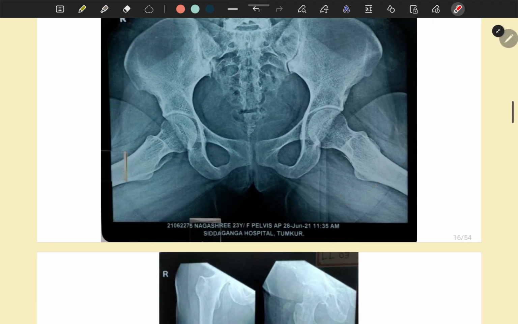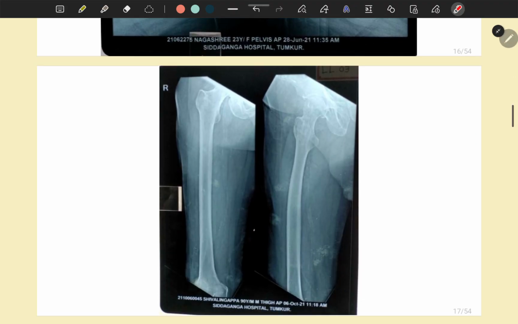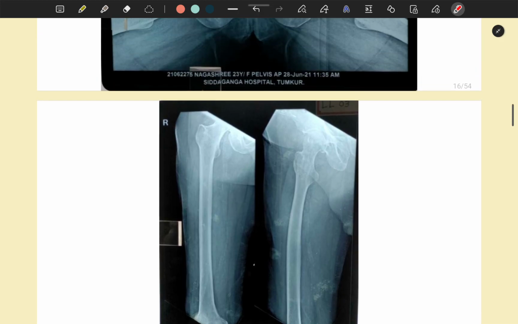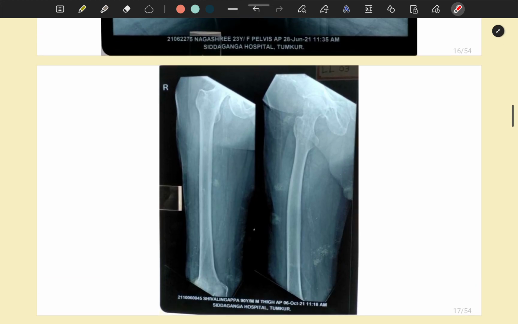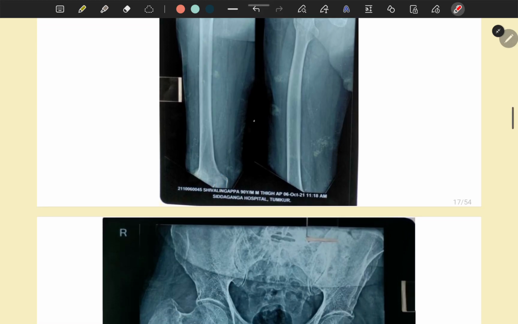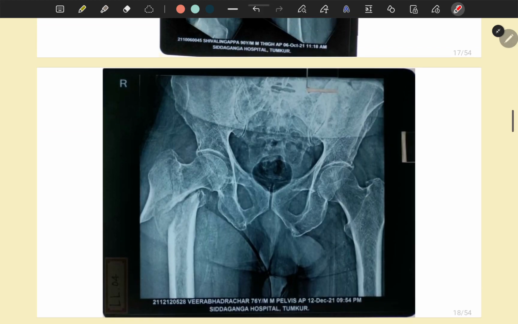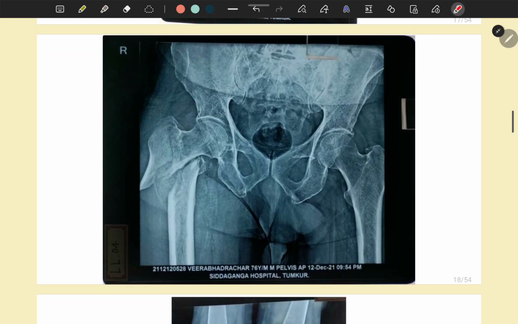The same you can say in this also. This is the region of the femur, the thigh region. Here you can see the greater trochanter, lesser trochanter, neck of the femur, shaft of the femur. Here you can see the condyles. And here you can also see the fracture of the shaft of the femur.